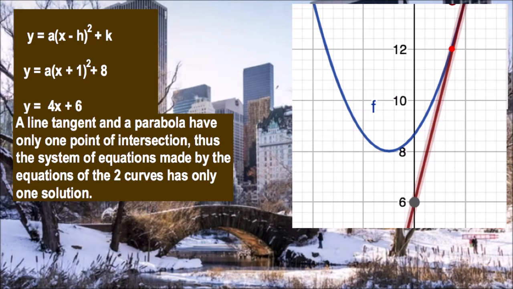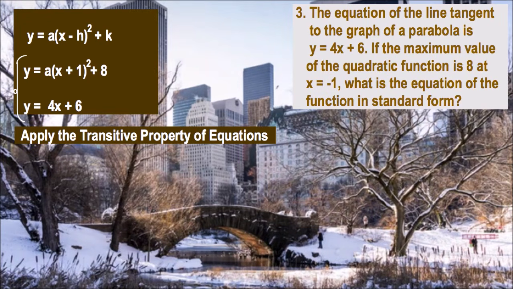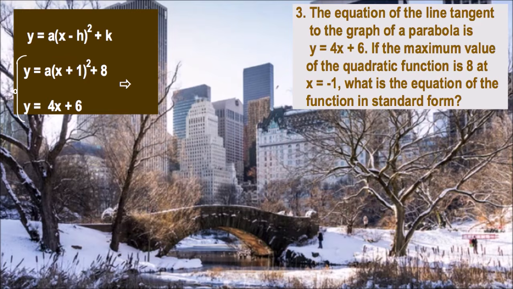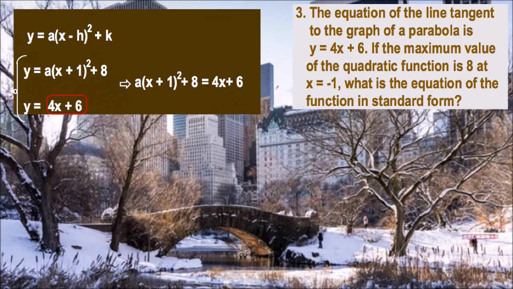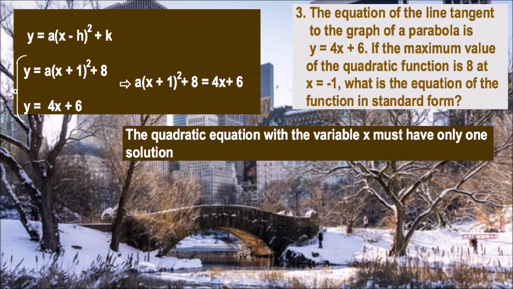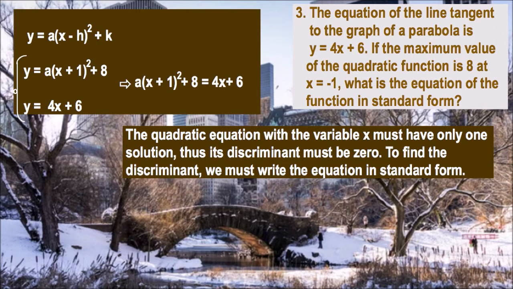Thus, the system of equations made by the equations of the two curves should have only one solution. Let's apply the transitive property of equations. Thus, a times the quantity (x + 1), everything squared, plus 8 equals 4x plus 6. The quadratic equation with the variable x must have only one solution. Thus, its discriminant must be 0. To find the discriminant, we have to first write this equation in standard form.